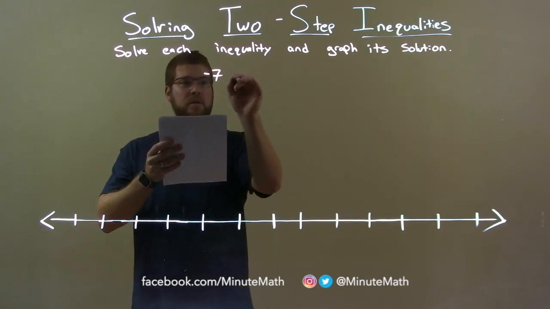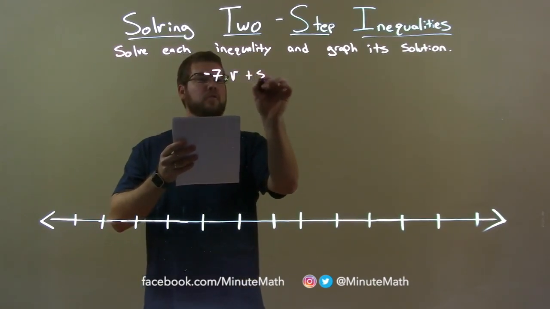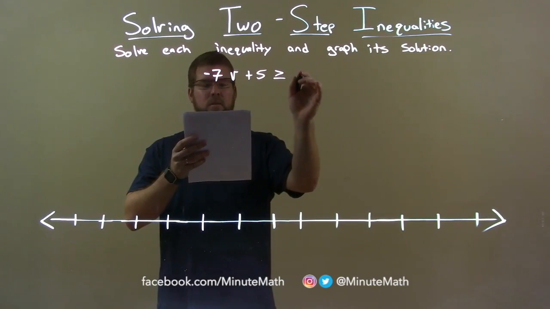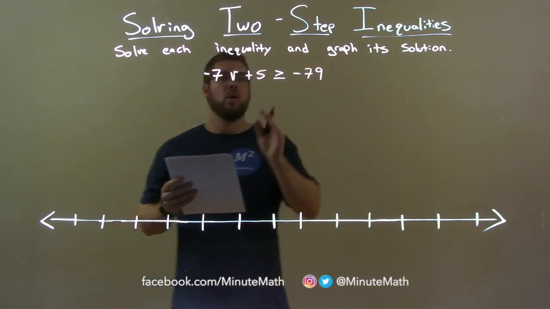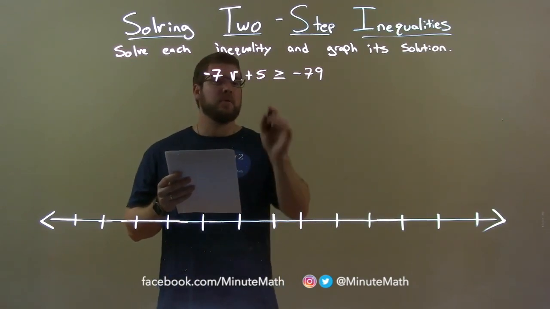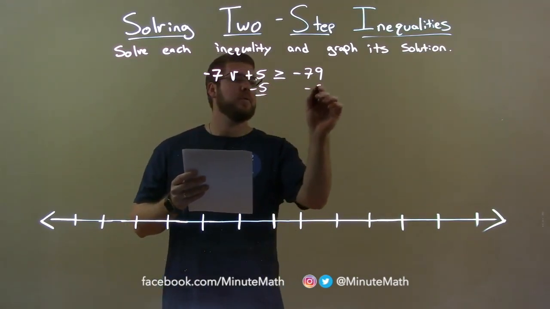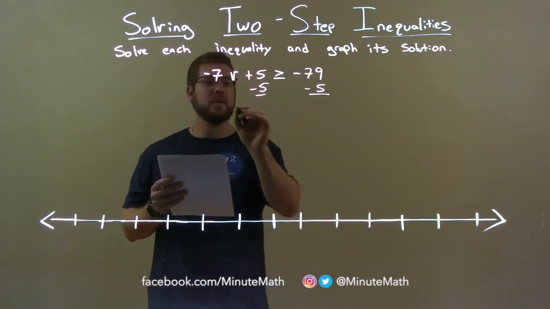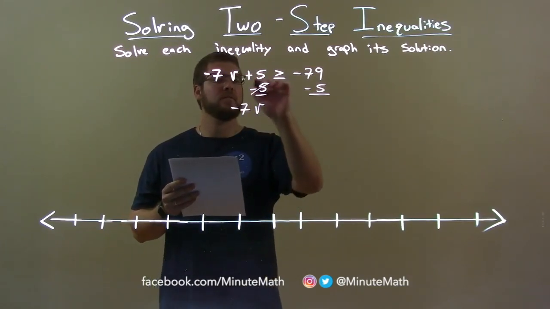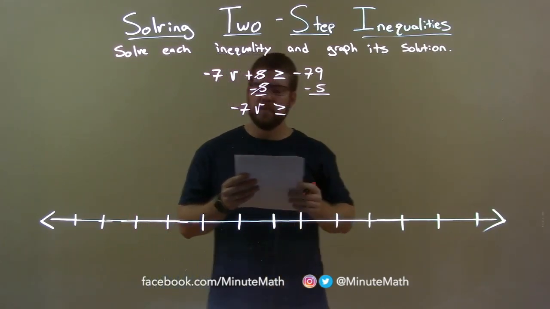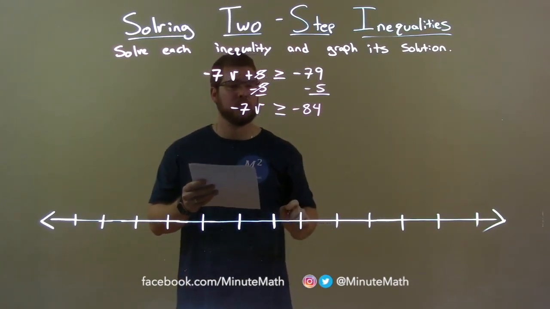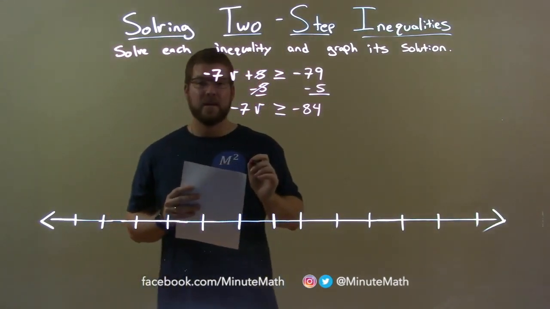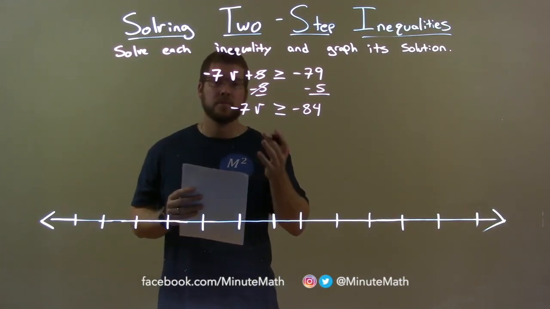Negative 7v plus 5 is greater than or equal to negative 79. Well, I want to get v by itself. First step in doing that is subtracting a 5 from both sides. This leaves me a negative 7v on the left, and it's greater than or equal to negative 79 minus 5, which is negative 84.